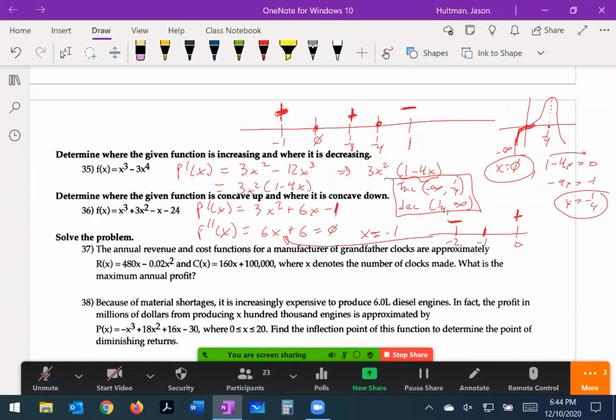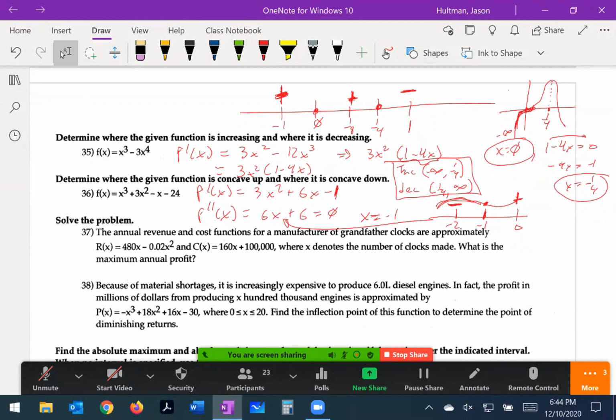So draw it like this. Concave down from negative infinity to negative 1, and then concave up from negative 1 to infinity. So concave down is from negative infinity to negative 1, and concave up is negative 1 to infinity.